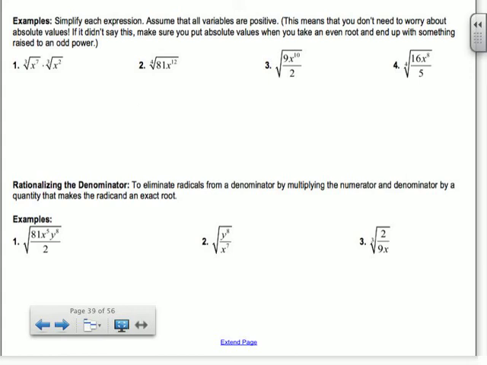Okay, so the first one, so I have the third root of x to the 7th times the third root of x squared, so that's going to be x to the 7th times x squared under 1 cube root. So x to the 9th. So divide your power by your root, so it's x to the 3rd.